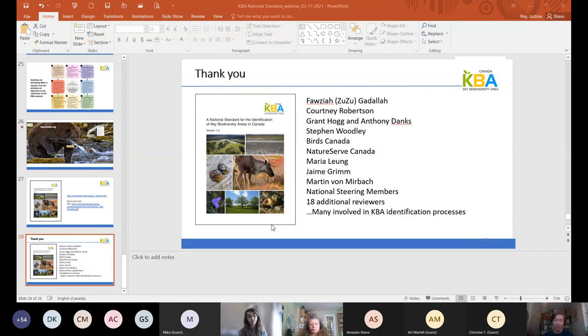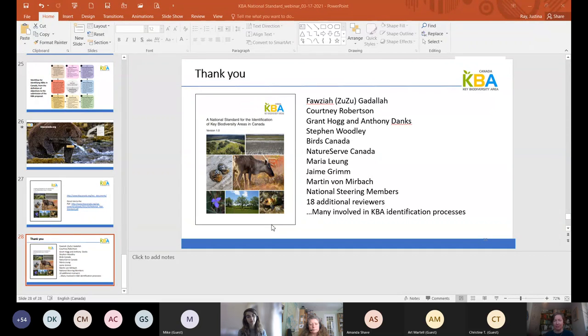Some of the products from the KBA process will be interesting and will be submitted at the global scale to the global secretariat, but then the national KBAs are not. And so they require different nomination forms, for example. And we're only getting to the point right now where we can integrate all of that information and all of those approaches into one set of integrated tools.